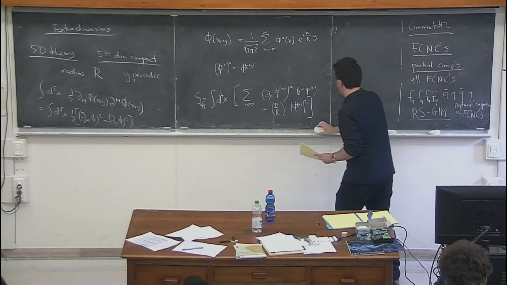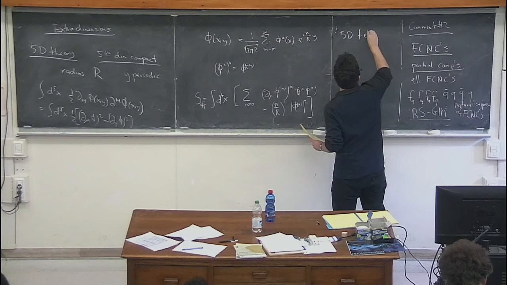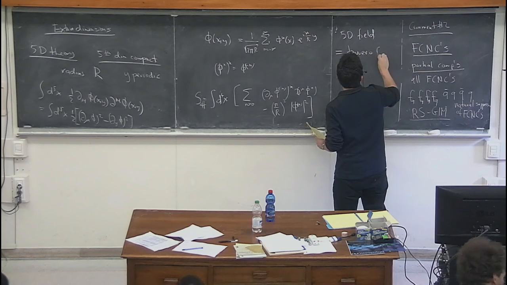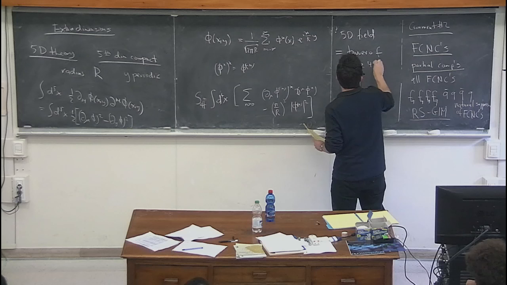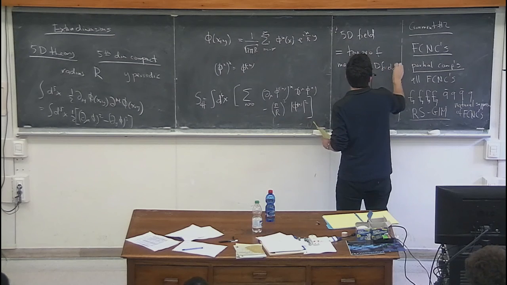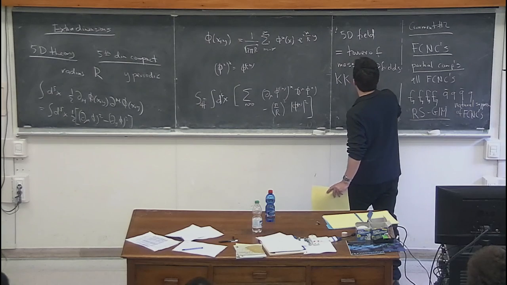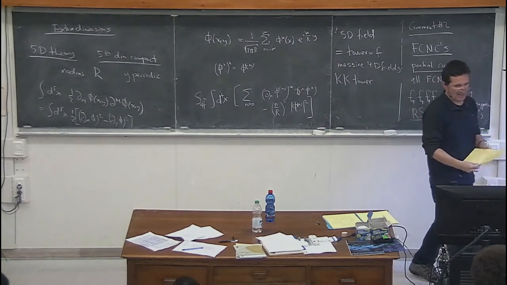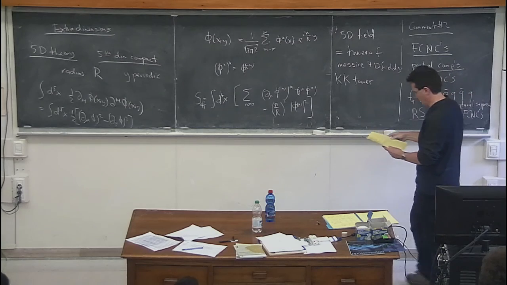So a 5D field equals a tower of massive 4D fields. This is called the Kaluza-Klein tower, and this kind of expansion is called the Kaluza-Klein decomposition of a 5-dimensional field.